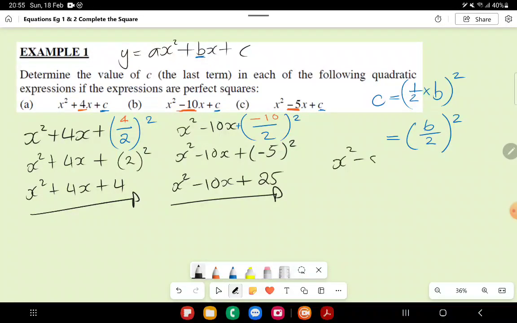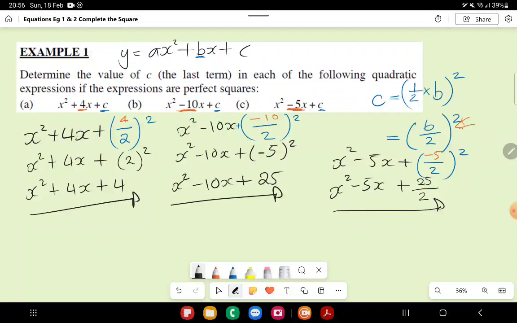x squared minus 5x plus, and our c is going to be negative 5 over 2 squared. Reminder that our negative 5 is there, and the rest is this formula from the blue bracket. So this gives me x squared minus 5x. Negative 5 over 2 is not easy to divide, right? So I'm going to keep it as a fraction, and I'm going to square it. Minus squared is plus. 5 squared is 25, and 2 squared is 4. And that's my answer for example 1.